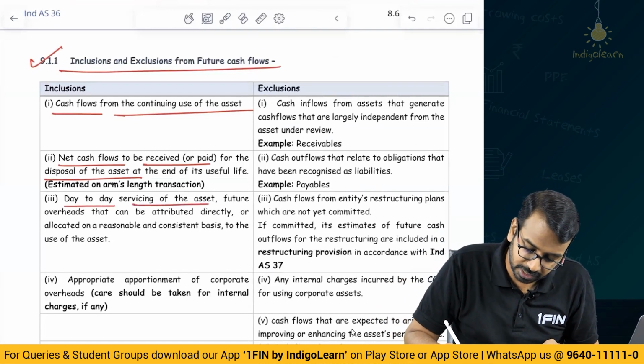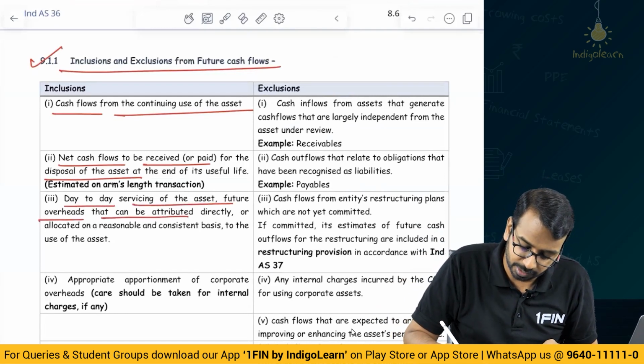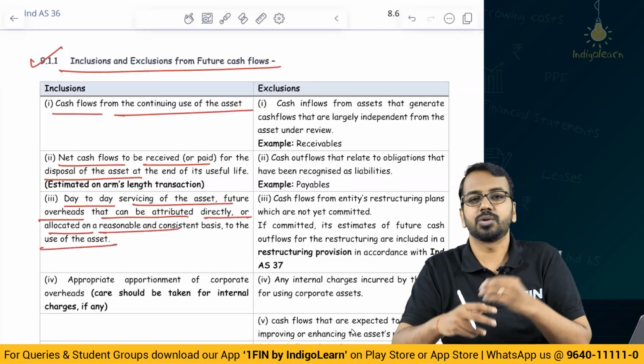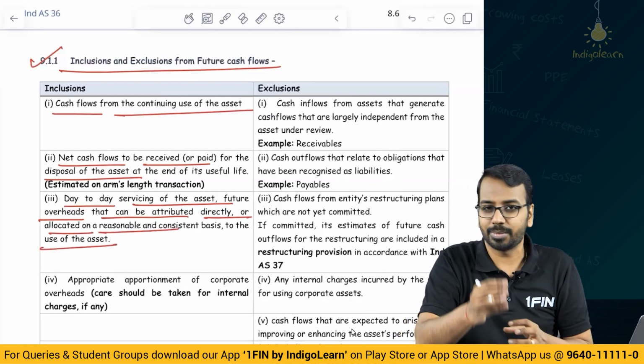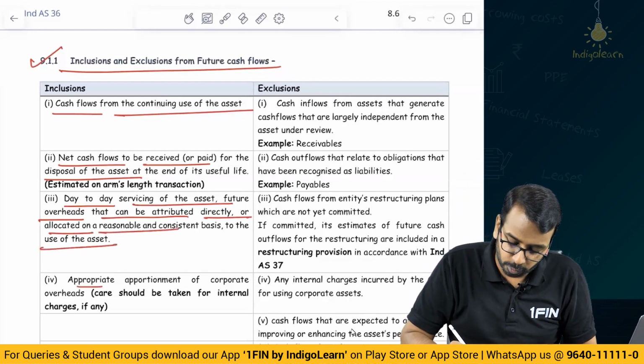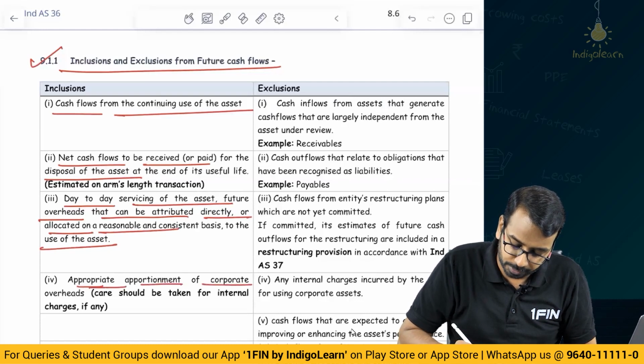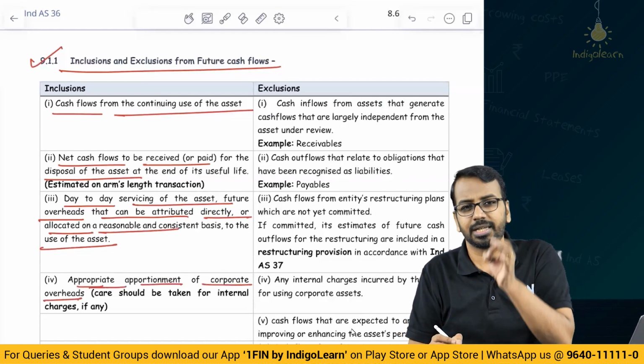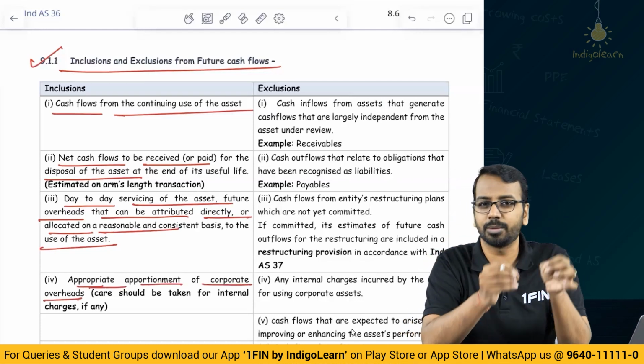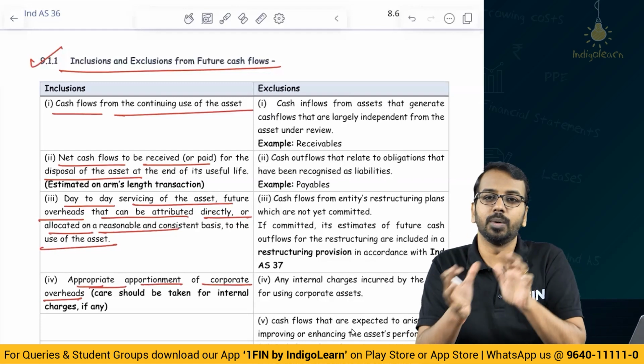Then day-to-day servicing of the asset, future overheads that can be attributed directly or allocated on a reasonable basis to the use of the asset. So day-to-day servicing of the asset, day-to-day repairs and maintenance of the asset. Appropriate apportionment of corporate overheads. So very carefully, if at all something is attributable to that particular asset or CGU, you will allocate that.